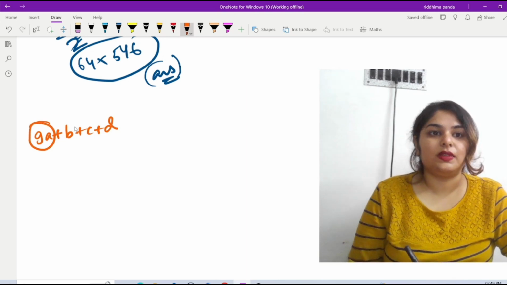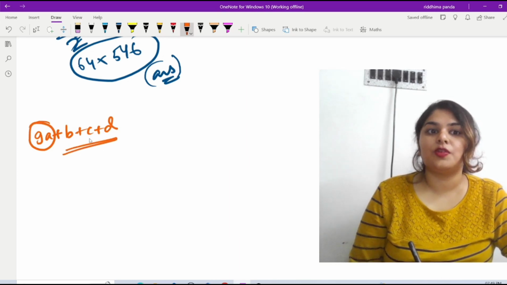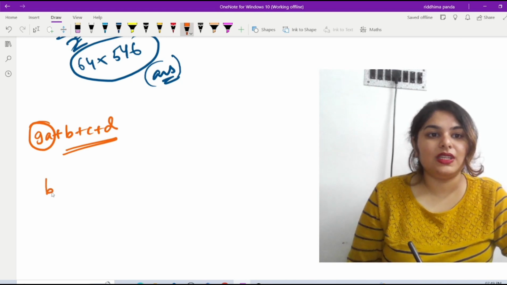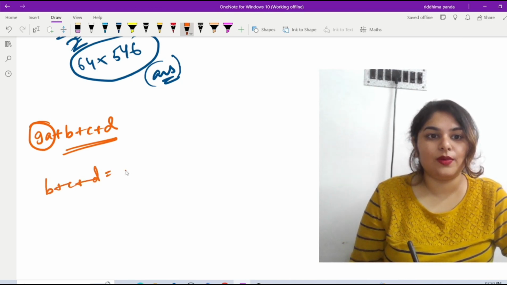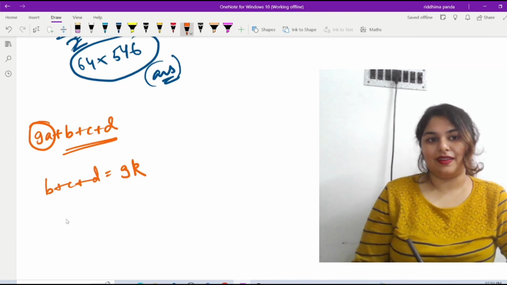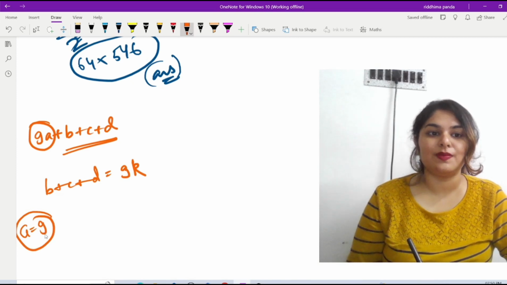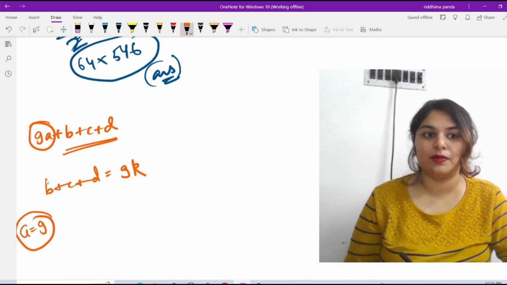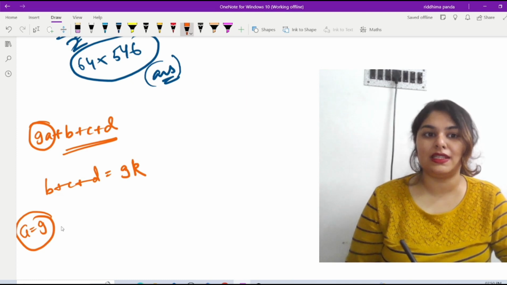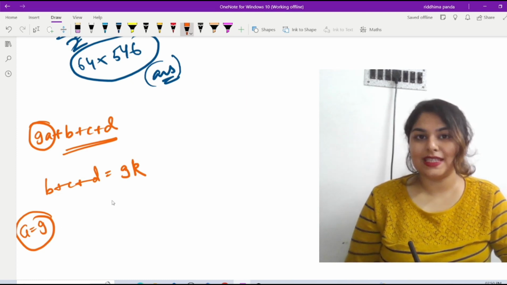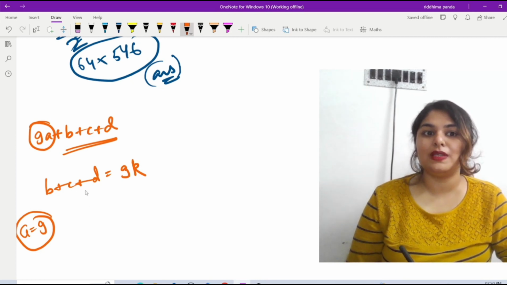Now we know that this is a multiple of 9. So this should be a multiple of 9 so that it is divisible by 45. That means we need B plus C plus D to be a multiple of 9, right? Now, A can have 9 possible values. Whatever you multiply it with, it is multiplied by 9, so it will always be divisible by 9. So A can be chosen in 9 ways, right? So I have to find the combinations of BCD. How many combinations are there for this BCD?